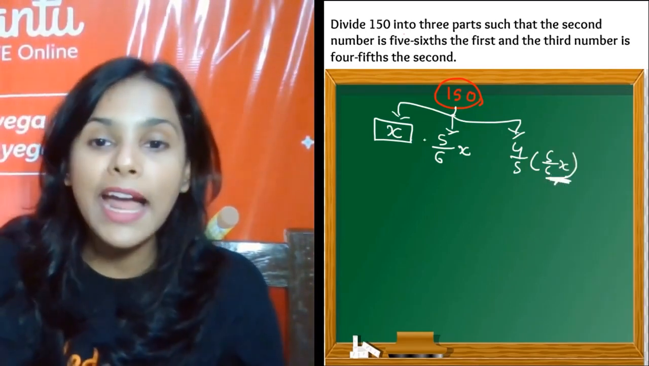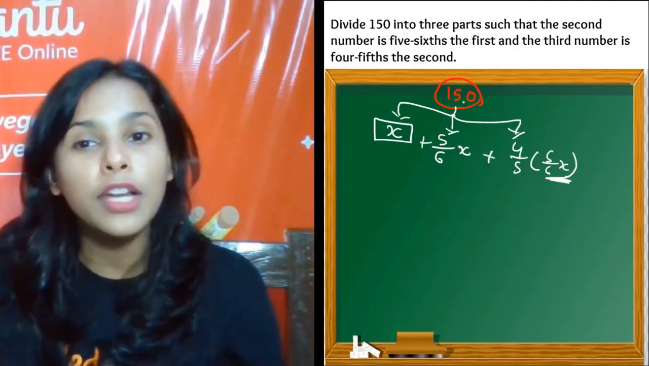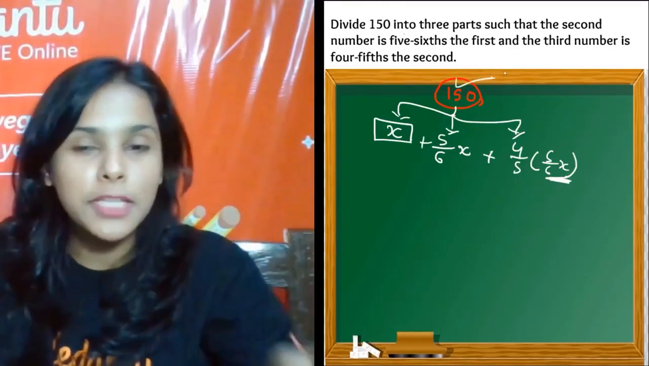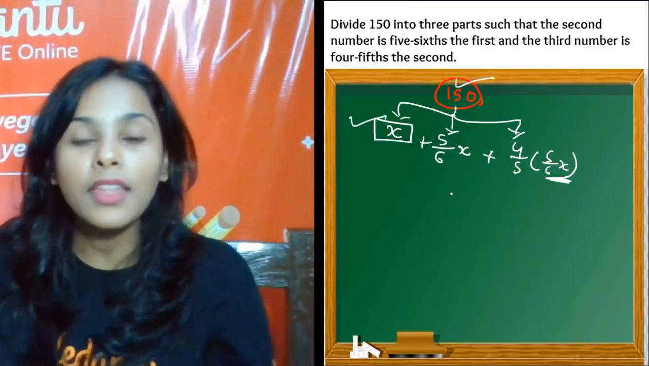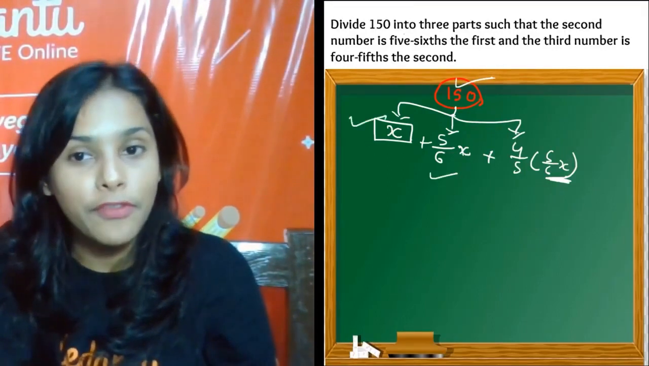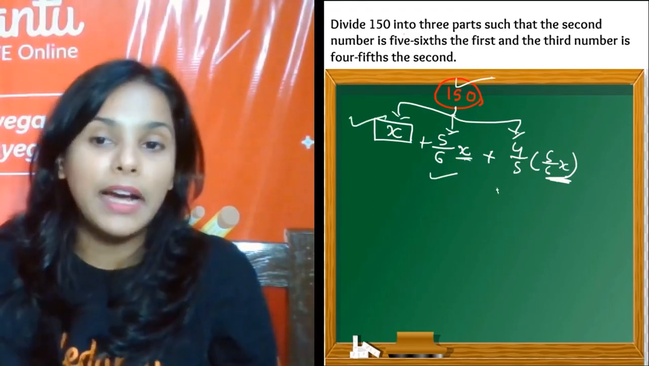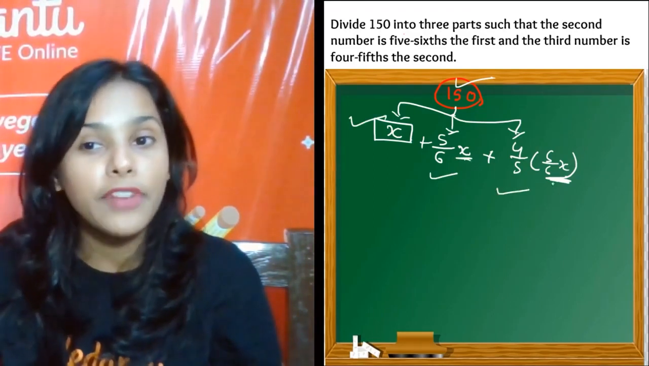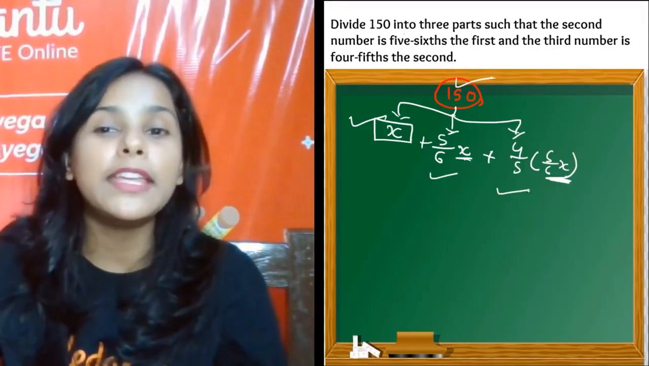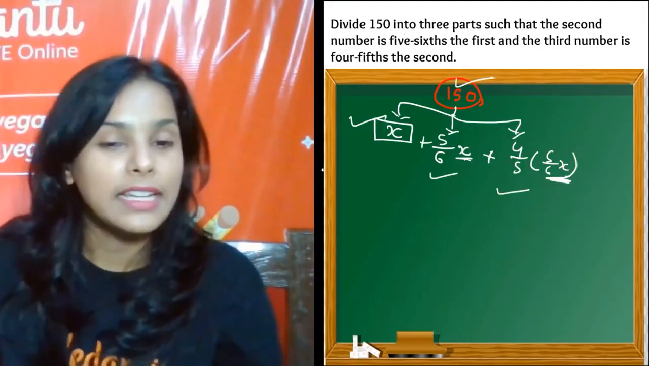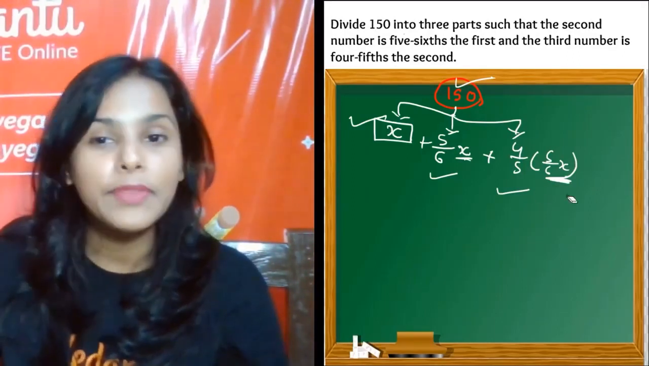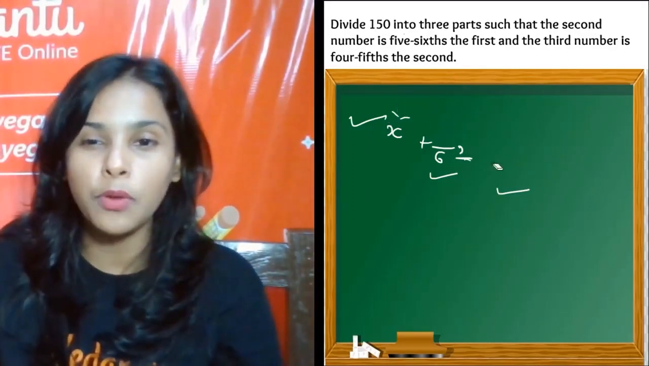But if you add all these 3 parts, you get only what? 150. So you have got your equation that first part, that is x, second part, that is 5 by 6 of first part, third part, that is 4 by 5th of second part, that is 4 by 5 into 5 by 6 x. That will be equal to 150. Isn't that simple? I hope it is clear to you guys. Crystal clear? Yes. Now let us quickly form the equation.